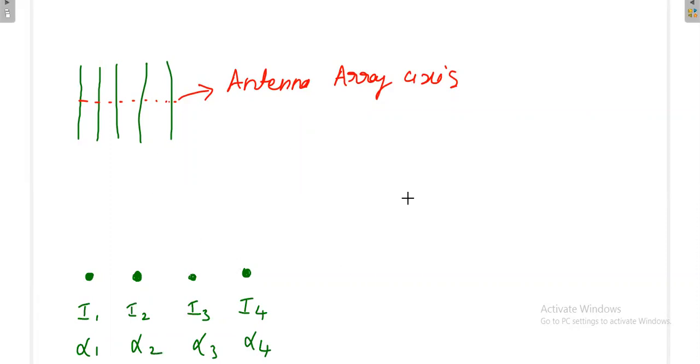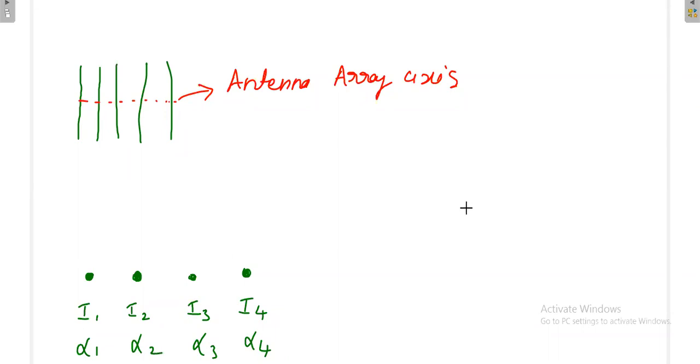Because why are we designing antenna arrays? To increase the gain, to get the gain in a particular direction. The objective of an antenna array is only these two. You can radiate in any direction you want by controlling this parameter, and also you can get any gain you want by controlling this parameter. So the current and phase excitation of the antenna control the antenna array properties.